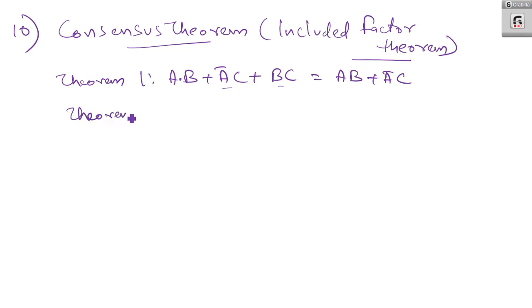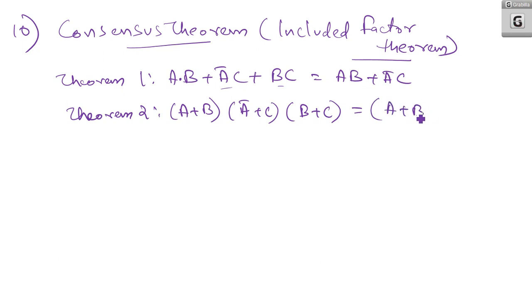Theorem 2, the second theorem, you go for the OR case, that is A or B and A bar or C and B or C is the same as only the first two terms, that is A or B and A bar or C. So here the B or C factor is included in these two terms. In the first theorem, the BC factor is included in these two terms.